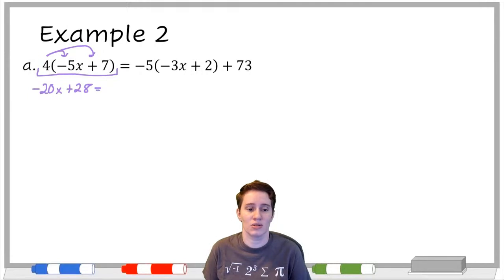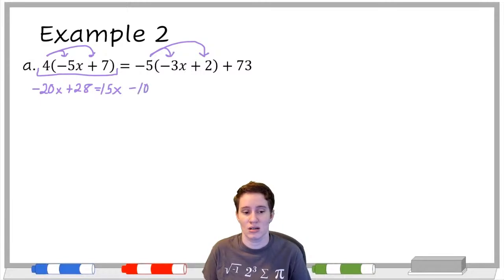So I need an equals. And I'm going to do the same thing with this negative 5. I'm going to distribute it here. It does not get distributed to the 73, which is good because I don't want to do negative 5 times 73. Negative 5 times negative 3x, though, that's a positive 15x because 2 negatives make a positive in math, and not in life. Negative 5 times 2 gives us negative 10. And then we put that add 73 at the end.